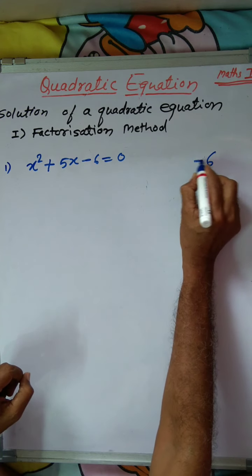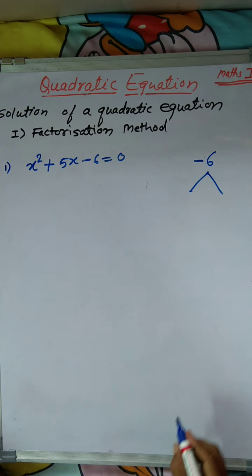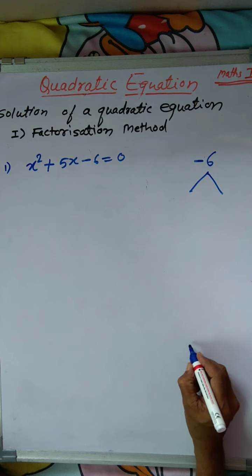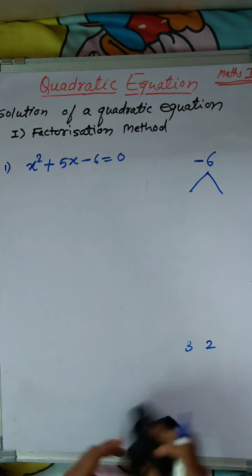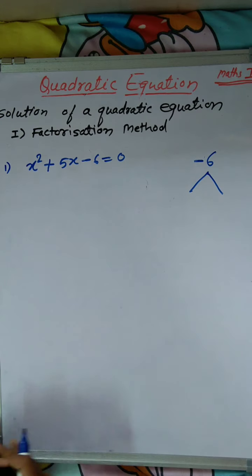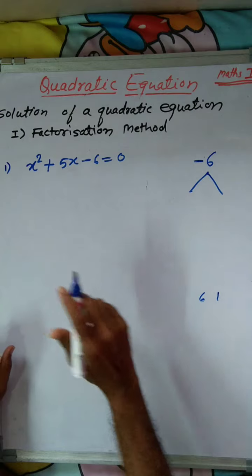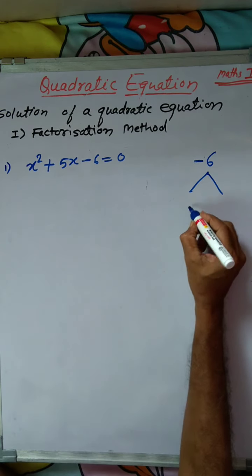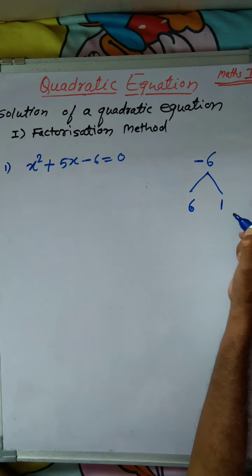Here minus 6, the difference is 5. That means we don't get the factors 2 and 3, because the difference is 1. Hence we take other factors, which are 6 and 1. The difference is 5. Okay, that means the factors are 6 and 1.